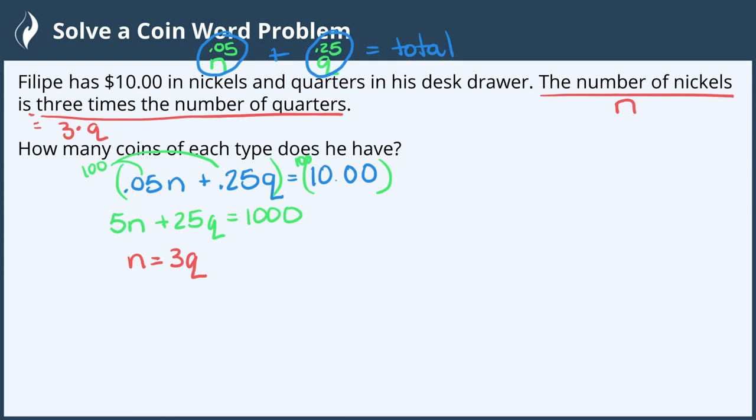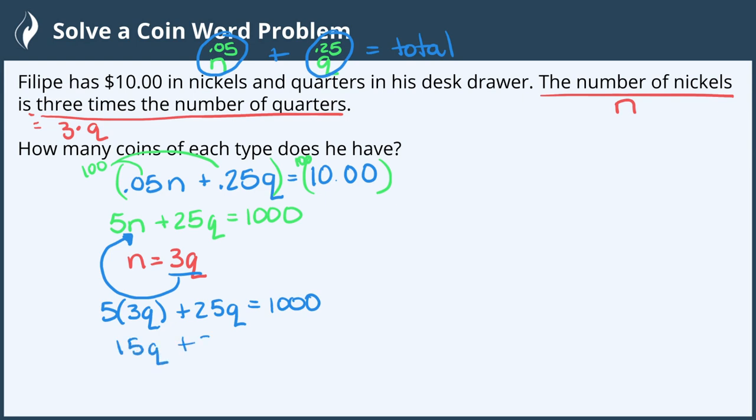Having the second equation allows us to substitute 3Q in for every N in the first equation. Doing so gives us an equation with only one variable. So we will substitute 3Q in, so we get 5 times 3Q plus 25Q equals 1,000. And now we can isolate for just one variable, Q. 5 times 3 is 15, so we get 15Q plus 25Q equals 1,000. Adding the like terms together gives us 40Q equals 1,000.